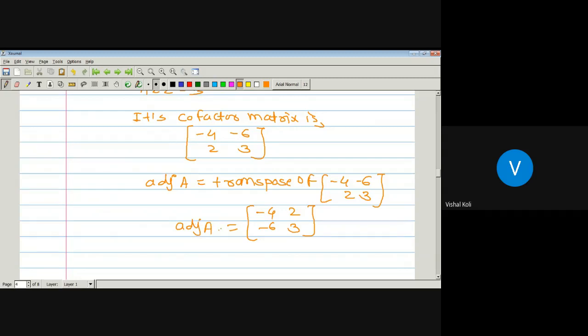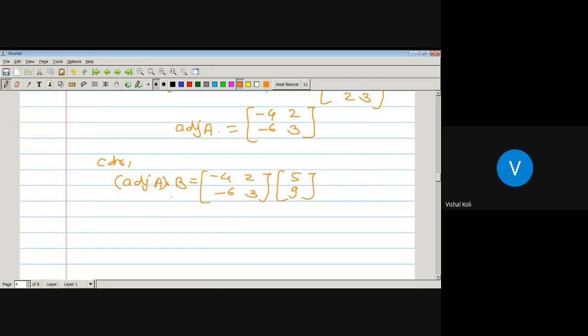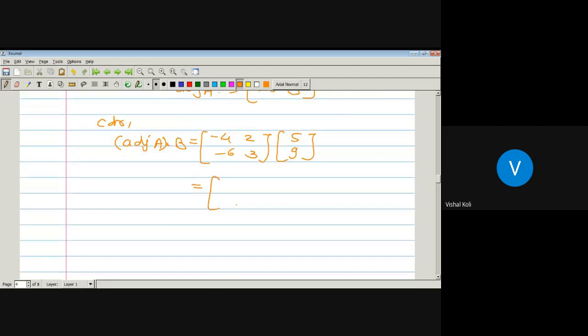Now we have to find out adjoint of A into B. So consider adjoint of matrix A into matrix B, which is equal to adjoint of A, minus 4, 2, minus 6, 3, into matrix B. Matrix B will be 5 and 9. Now check whether it is equal to 0 or not equal to 0, that is, equal to null matrix or not.